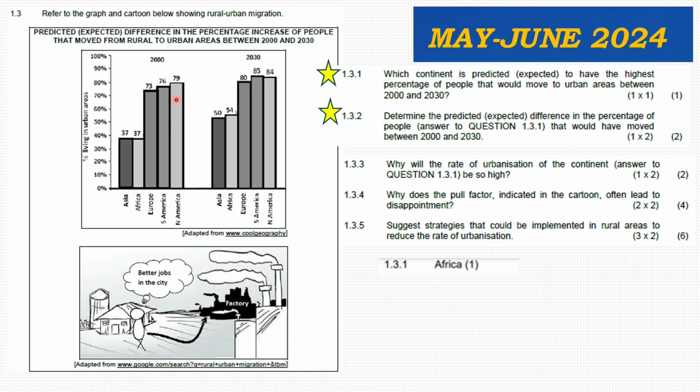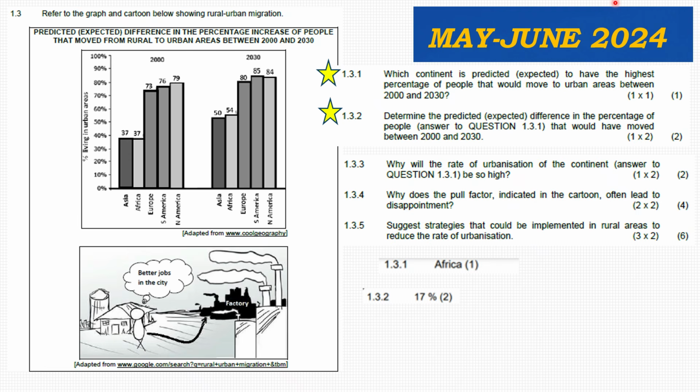Number 1.3.2, determine the predicted difference, sorry, in the percentage of people that would have moved. They are referring to Africa. Now, how many people have moved? They said answer to question 1.3.1. You want to know the predicted percentage of people that would have moved. We'll take this 54% minus the 37%, you get 17%.